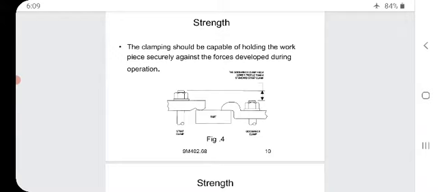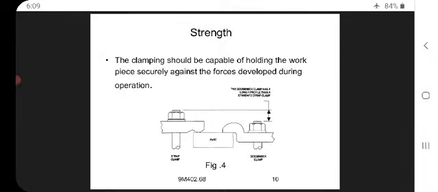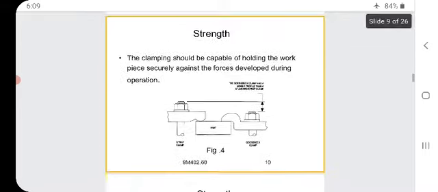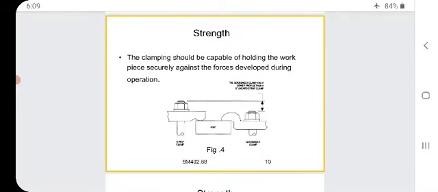The clamp should be capable of holding the workpiece securely against the forces developed during the operation. So, the clamps which we are using during the operation should attain good strength. If not, we may get variation in the accuracy. That is why the workpiece should be kept secure against the force developed during the operation.